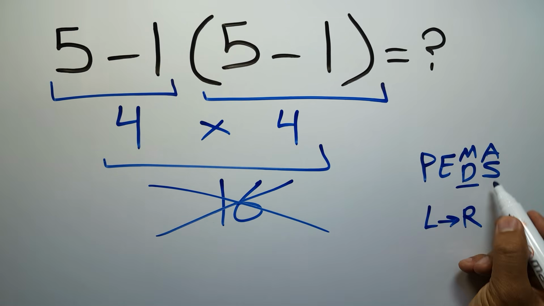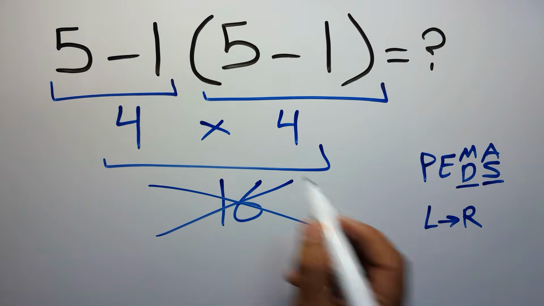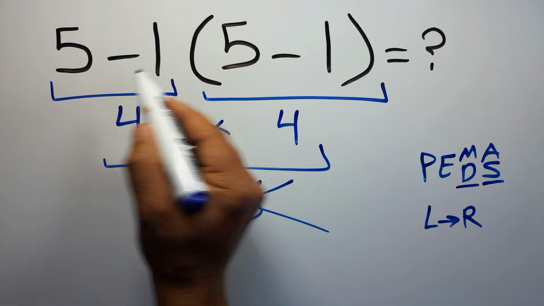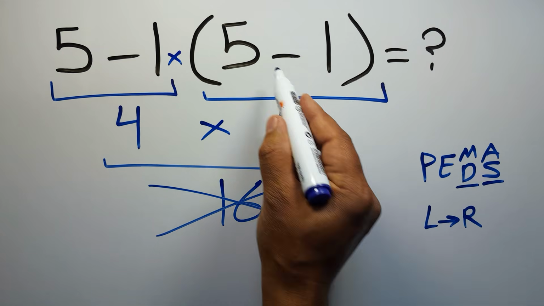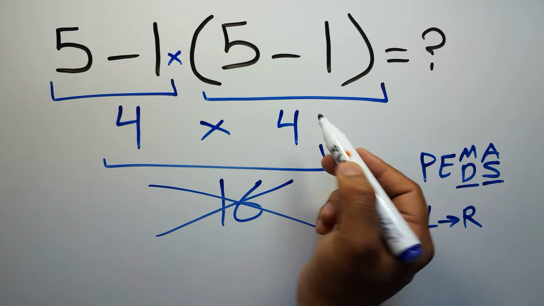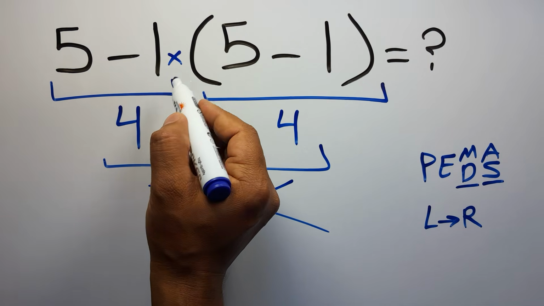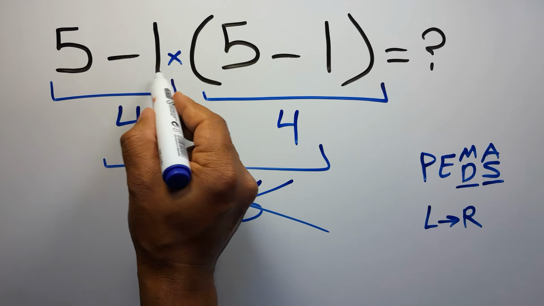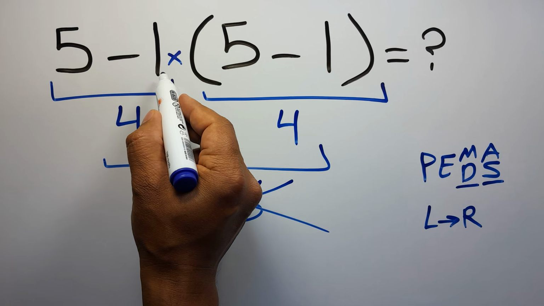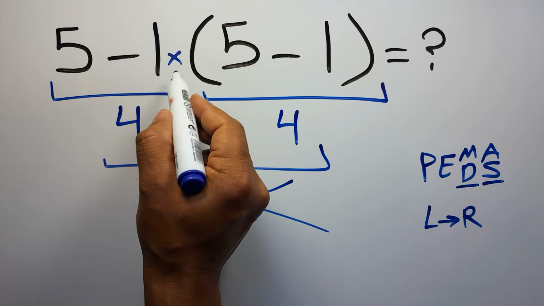And the same applies to addition and subtraction. In this expression, we have one subtraction, one multiplication, and one parentheses. Inside this parentheses, we have one subtraction. Here we have a multiplication because in mathematics, when a number is placed next to parentheses, it means multiplication, and we usually don't write the multiplication sign for brevity.